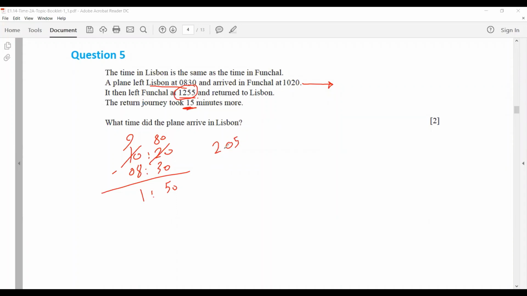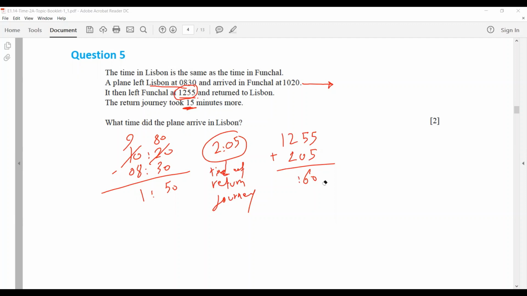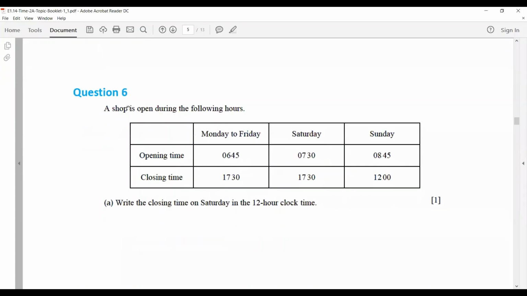And then you basically add this to 12:55. So this is the return journey time. Okay, and then you add 205. This goes 60. So you don't put 60 down here because 60 is already 1 hour. So instead, you put zeros and then add 1 here. That would be 15:00, or 3 p.m. But this is sufficient. You don't need to do the conversion to 12-hour clock, right? So that's it. Let's move on to question number 6.